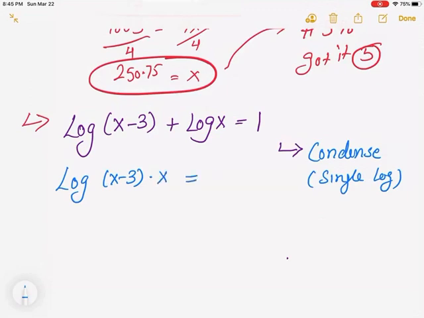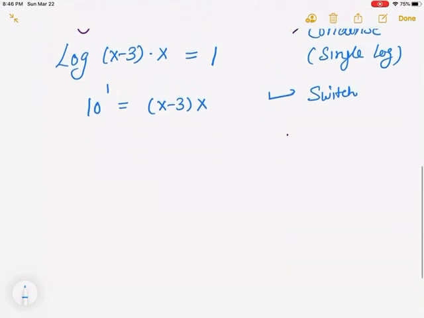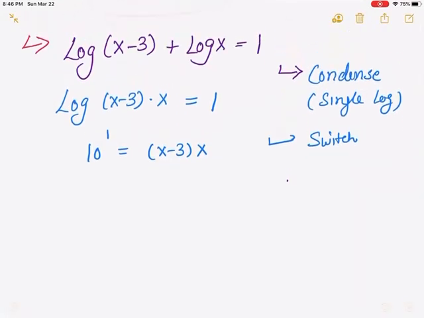Once this becomes a single log, it's time to switch. But first make sure you isolate it. There's nothing getting multiplied, nothing added, so it means it's already by itself. So I can just switch it to exponential. How do we switch? Bring down the base, which is, again, invisible 10. 10 to the first power is equal to x minus 3 times x. Now let's simplify. If I distribute this side, this becomes x squared minus 3x, and it's equal to 10.